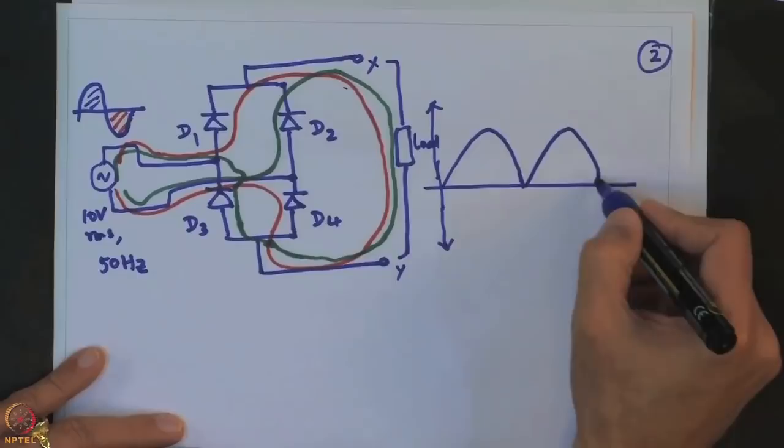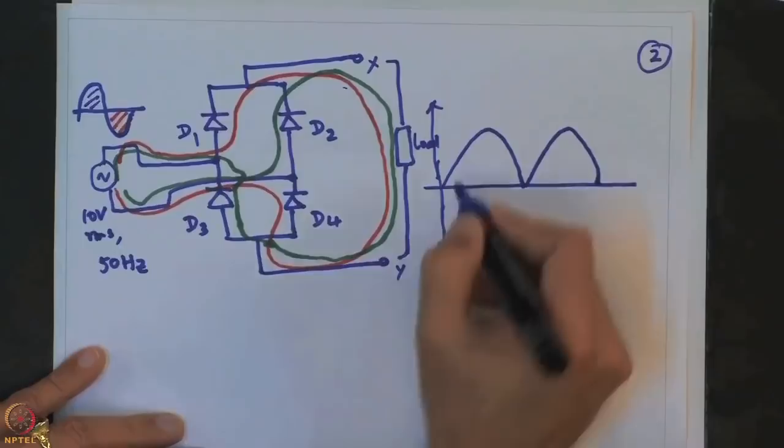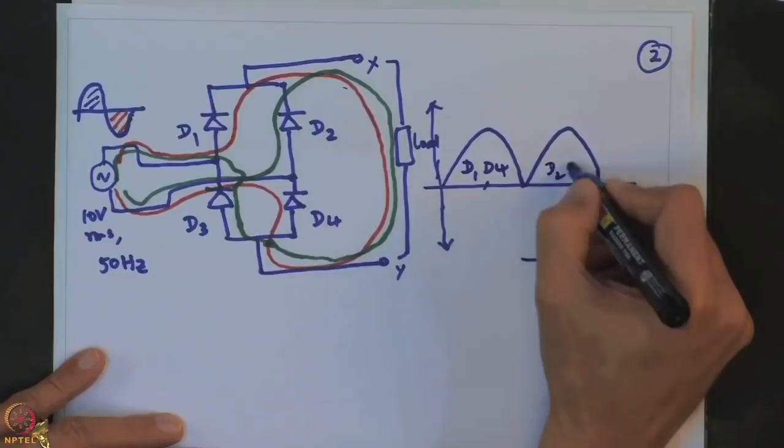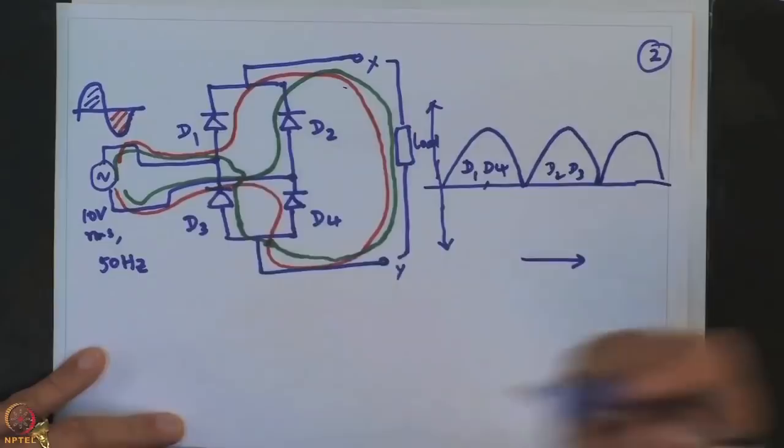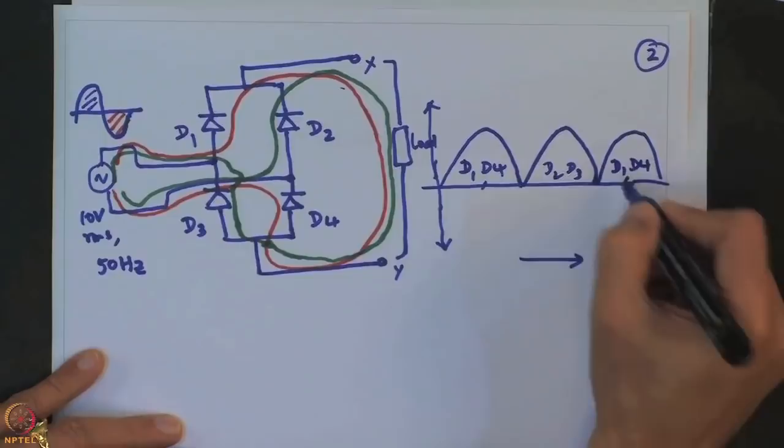And the cycle repeats. So D1, D4 conducting here, D2, D3 conducting here, and again, in the next half cycle of the input AC supply, you have D1 and D4 conducting, and again D2, D3, and this cycle goes on.